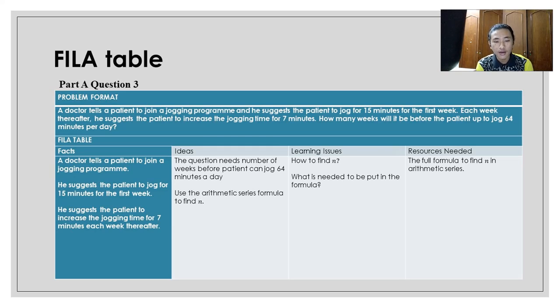For the ideas, the question needs the number of weeks before the patient can jog for 64 minutes a day. So we think that we can use the arithmetic series formula to find the answer. So how about the issues? The issue is how we want to find the n, which is the answer for the question, and what is the term that we need, the unknown that we need in order to solve the question. So the result we need is the full formula to find the n in arithmetic series.